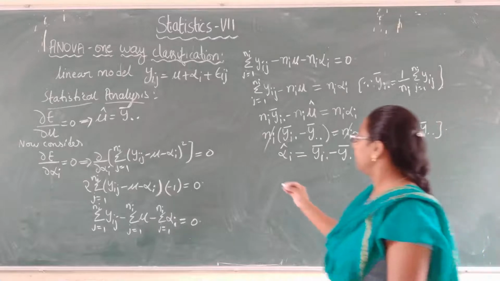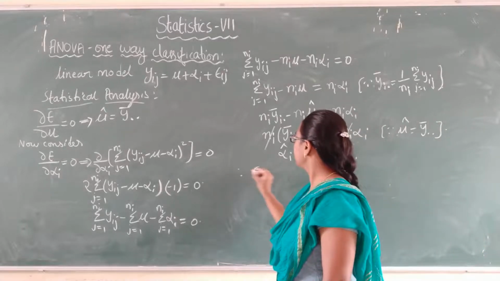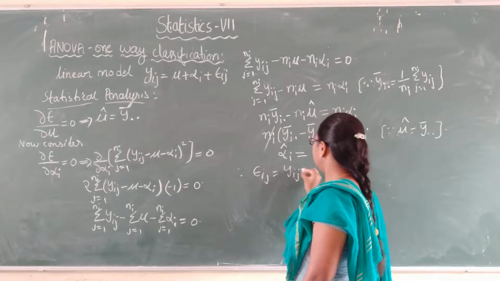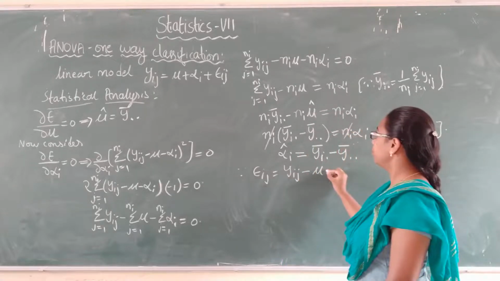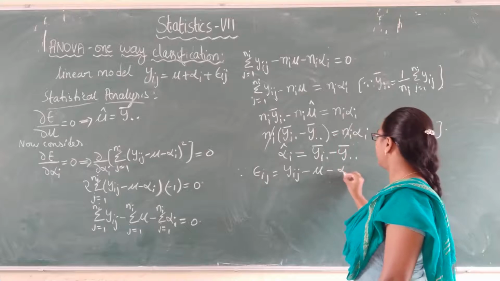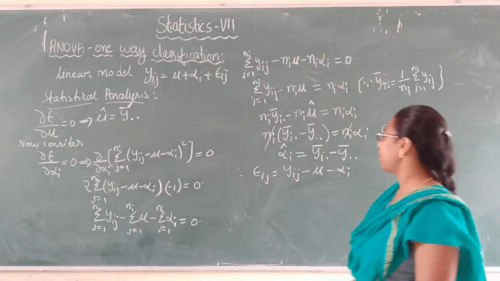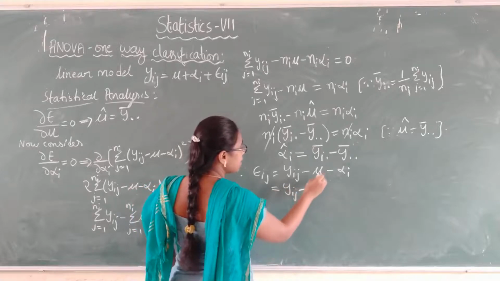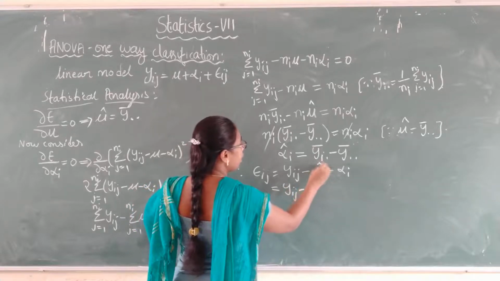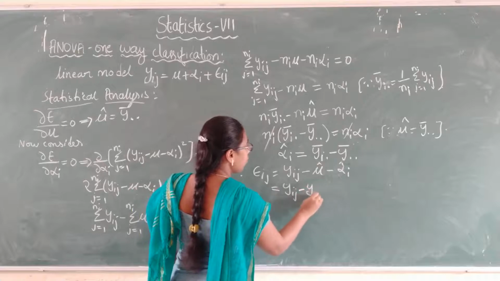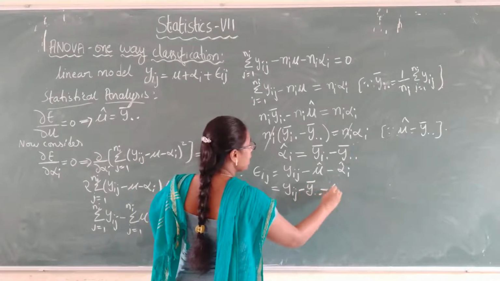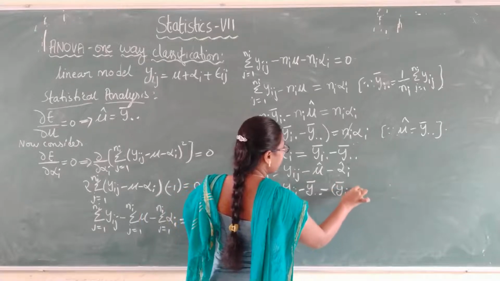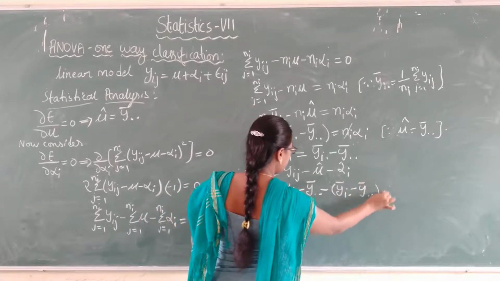What is our error formula? Eij equals Yij minus mu minus alpha i. So substitute those values. Yij minus the mu hat value, which we got as y double dot bar, minus the alpha i value, which we got as yi dot bar minus y double dot bar.